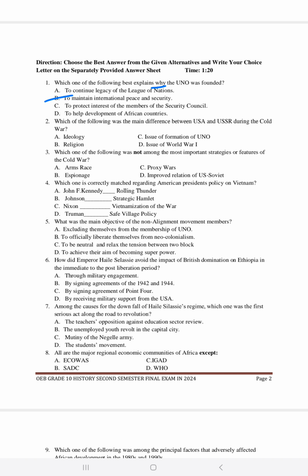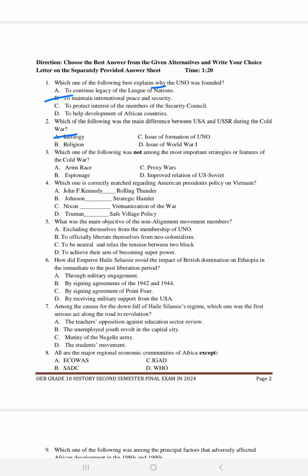Question number 2. Which of the following was the main difference between the USA and the USSR during the Cold War? The difference between America and Russia during the Cold War. So it was A, ideology. A is correct. B, religion. No. C, issues of formation of the United Nations organization. No. D, issues of the First World War. The answer is A, ideological difference. The USA was capitalist and Russia was communist.